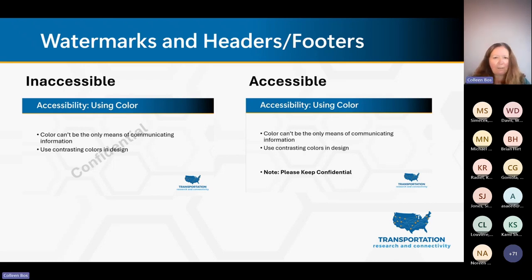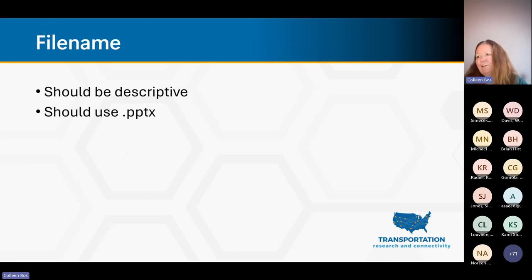And finally, we want to take a look at file names. This is another issue that applies to Word and Adobe as well, by the way. You want to create a file name that provides enough description to identify the document or its purpose. For example, the file name for the webinar that I'm presenting right now is Transportation Research and Connectivity, Section 508 Training, Webinar 2. It tells you exactly what it is. You also want to make sure that they're using the .pptx ending. If it's just .ppt, it is not going to work with an assistive reader technology. So that's an important thing to keep in mind, that little difference.